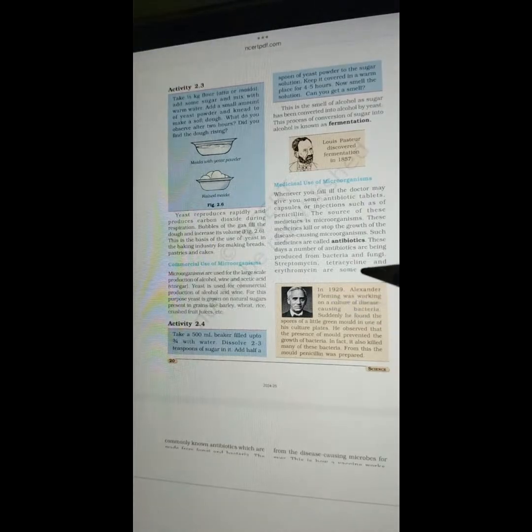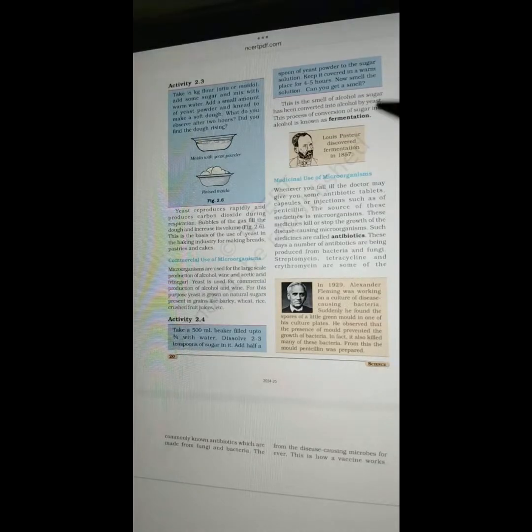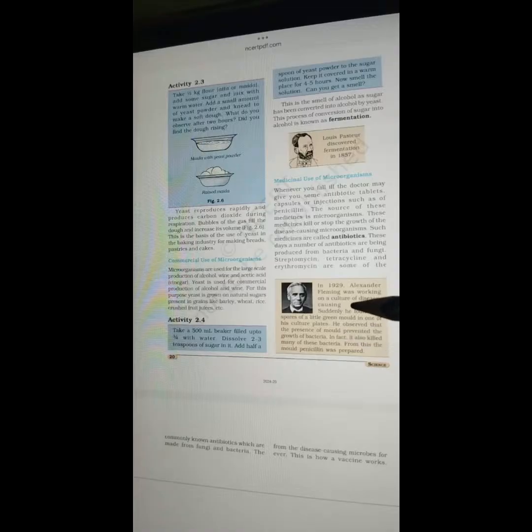In 1929, Alexander Fleming was working on a culture of disease causing bacteria. Suddenly, he found the spores of a little green mold in one of his culture plates. He observed that the presence of mold prevented the growth of bacteria. In fact, it also killed many of these bacteria. From this mold, penicillin was prepared.